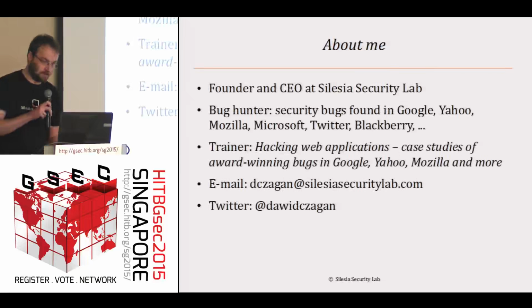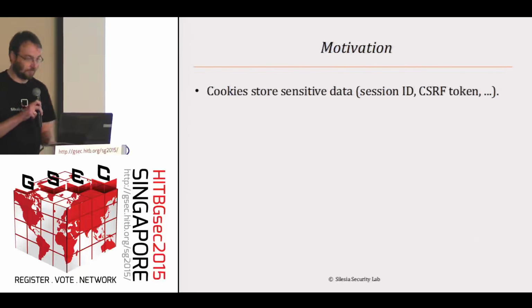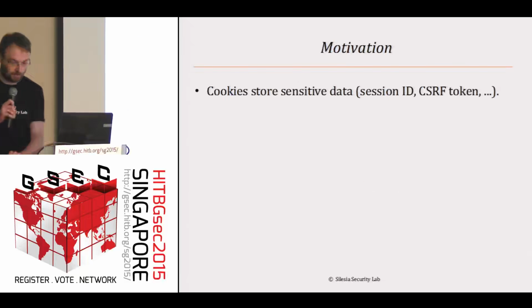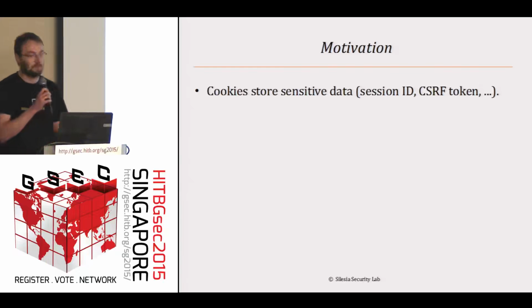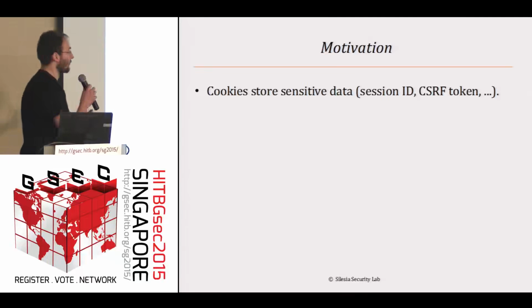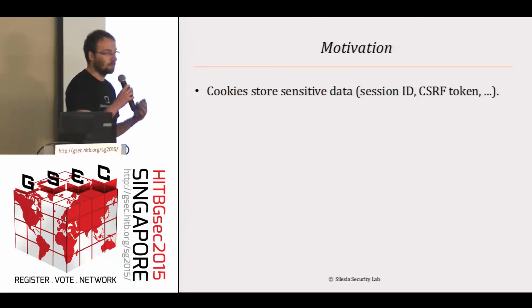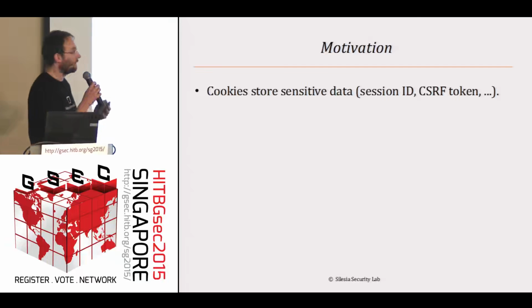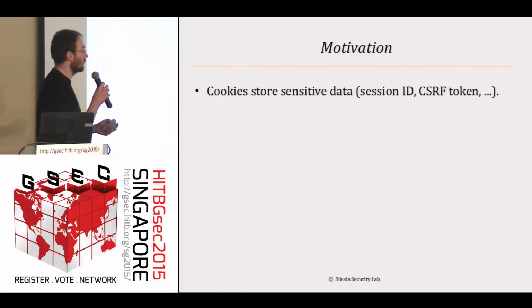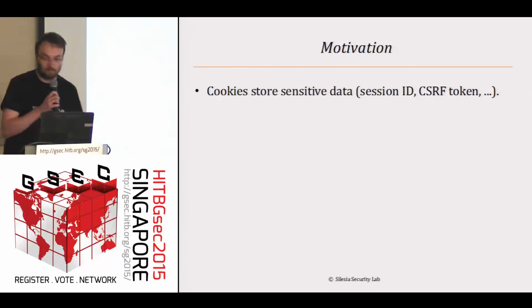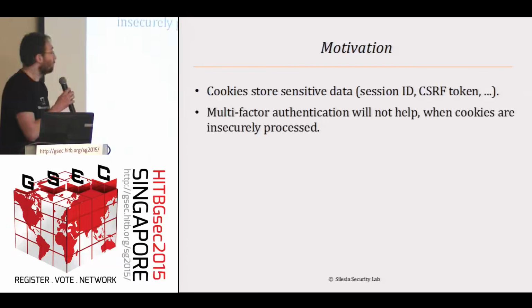So what's the motivation to prepare this talk? The main motivation is that cookies store sensitive data, and automatically, if it stores sensitive data like session ID, cross-site request forgery token, or anything else interesting and dependent on the app, that's why it is automatically interesting for an attacker. That's the motivation number one.